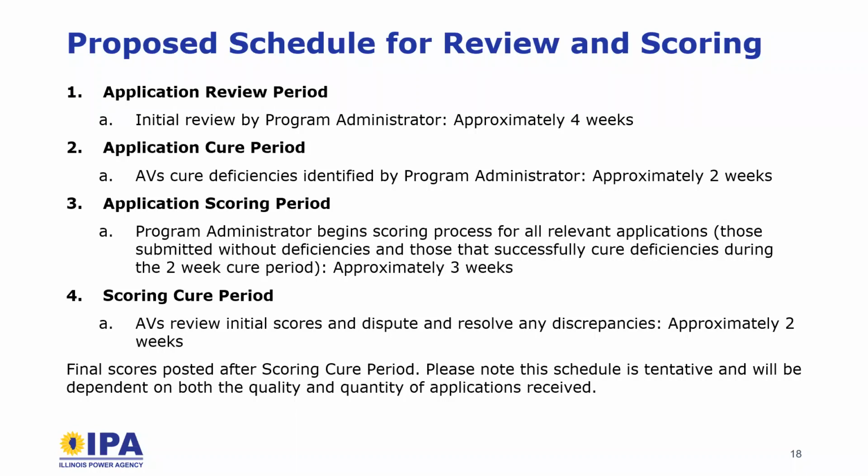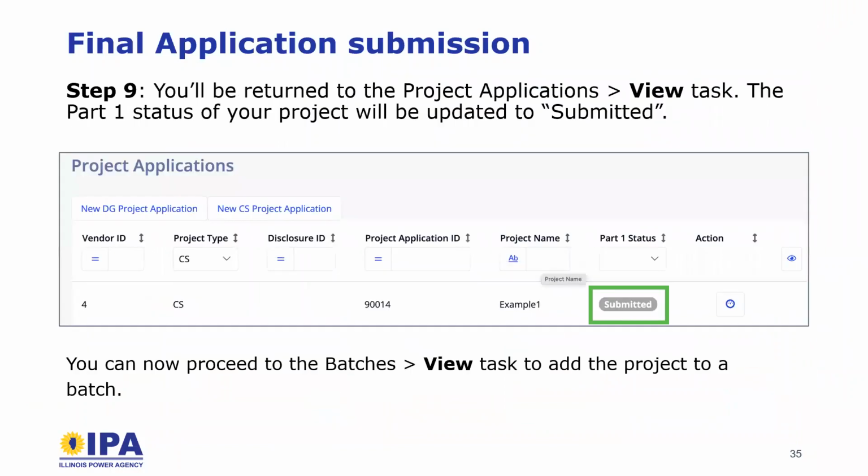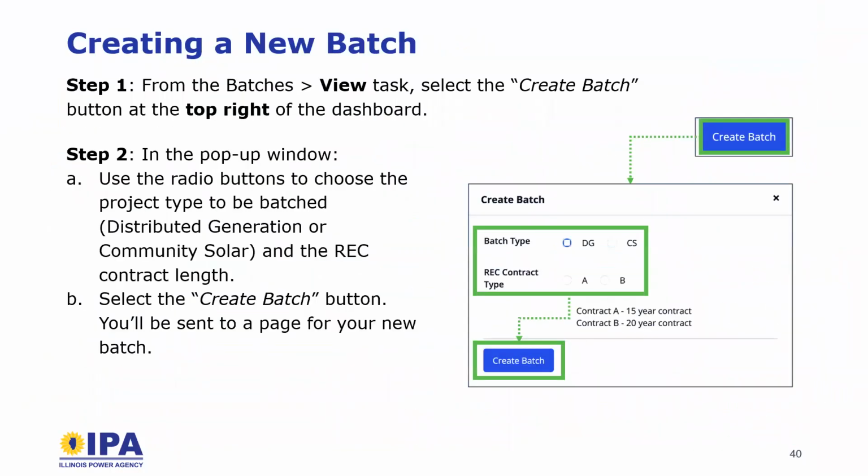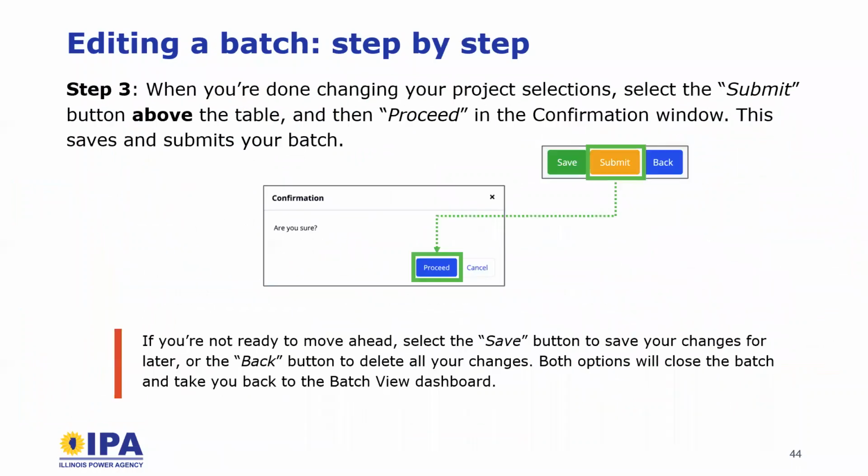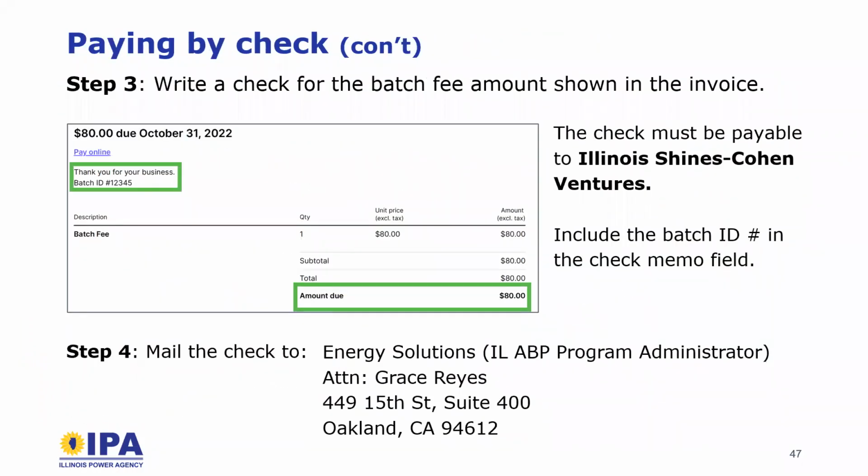There's a question here about where to pay by check. There's a slide in this presentation that has the address. It will also be included in the invoice that you receive when you batch. At the bottom of the invoice, you'll see the address that you can send the amount to. And again, as a reminder, make sure to include the batch ID in the check memo. That'll help us track the check easily. I've got that information on the screen right now for folks.